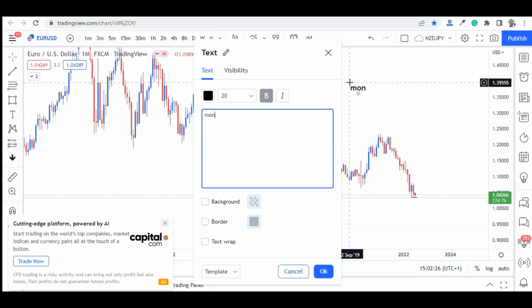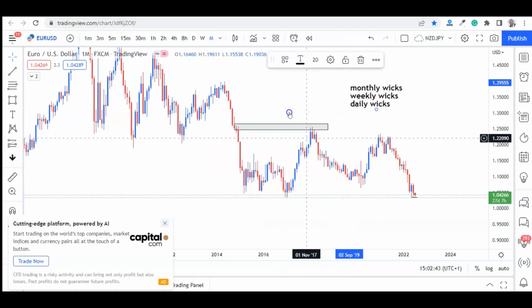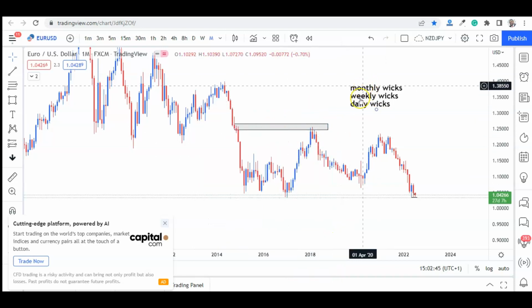monthly wicks, weekly wicks, and daily wicks. I can narrow this to just the wick on the monthly time frame, the wick on the weekly time frame, and the wick on the daily time frame.